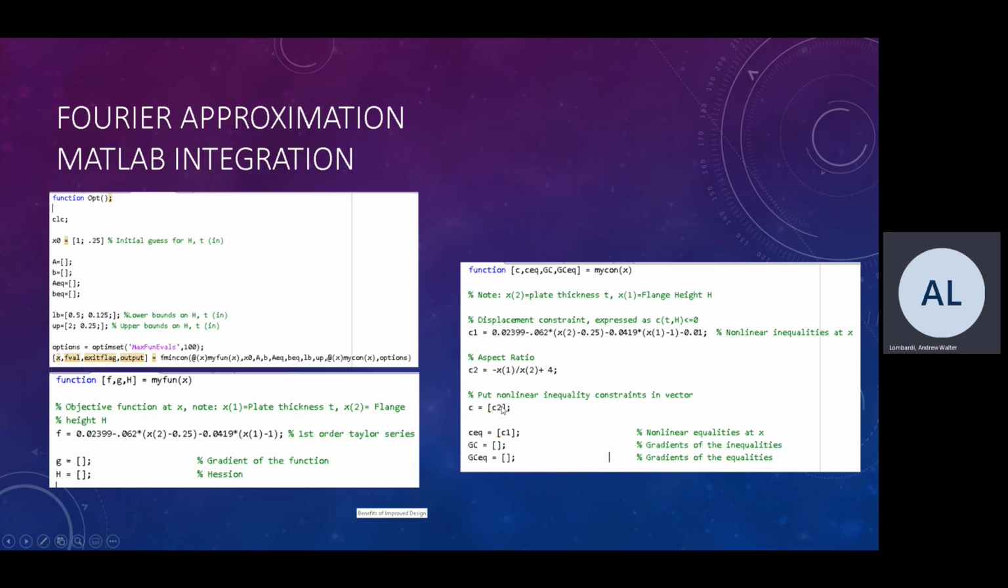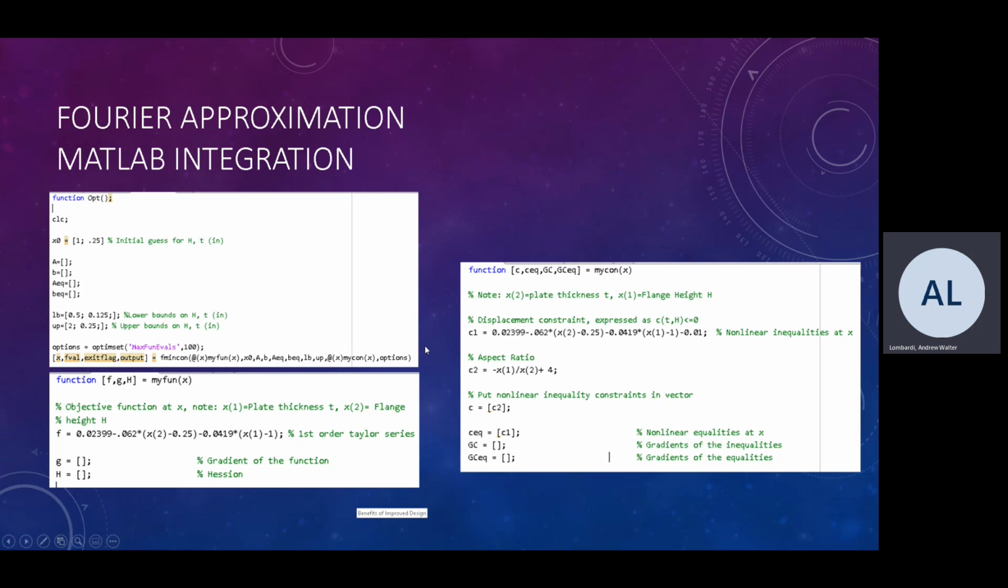However, instead of placing both of them into the inequality constraints, because that would design for minimum deflection, I placed the deflection constraint in the equality matrix and the aspect ratio constraint in the inequality matrix.